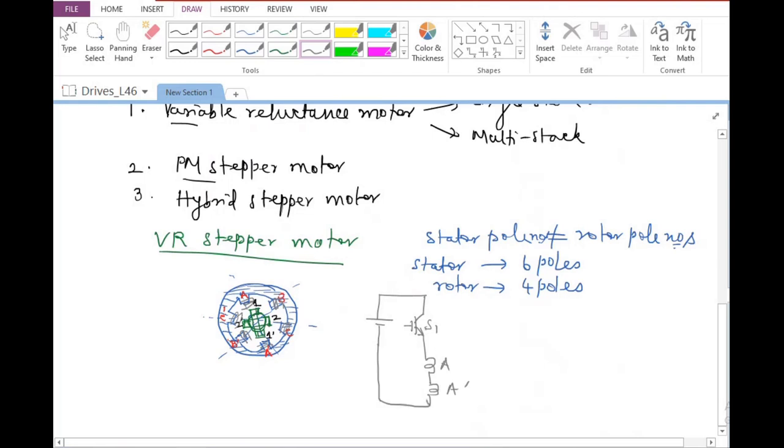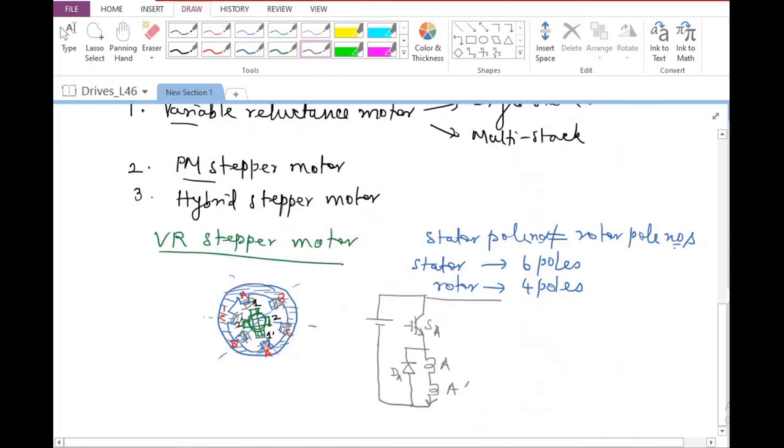And whenever I switch on S1, I'm going to have a current flowing through this A and A dash. And when I switch off S1, if the current is still remaining, it has to find a path. So I might have a freewheeling diode connected somewhat like this. Let me call this DA. So this can be SA.